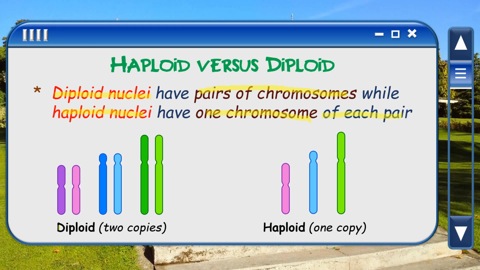So here, this is diploid, and we have pairs of chromosomes. This is a pair. Here we have a pair, and here we have another pair. Those are pairs of chromosomes, and these are found in diploid nuclei. But haploid nuclei have one chromosome of each pair. This is one chromosome of that pair. This is one chromosome of a pair, and this one is also one chromosome.